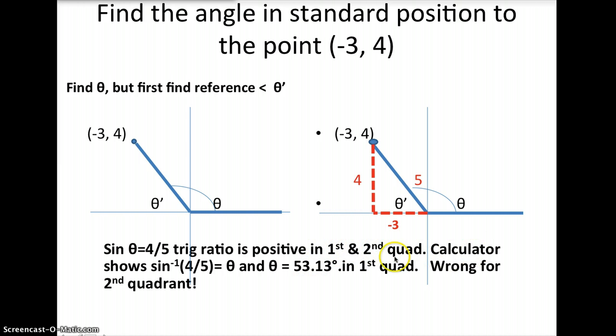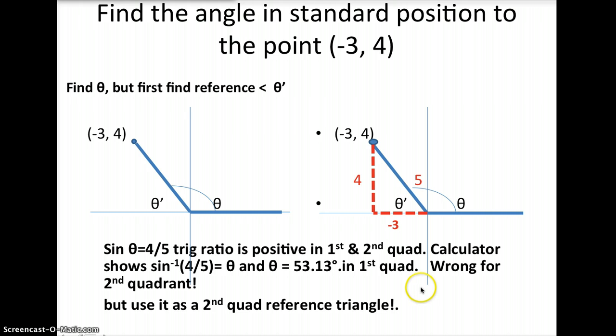Now, if I actually went to the calculator and looked it up, it would not give me this angle in the second quadrant. It would give me 53.13 degrees, which is in first quadrant. According to my drawing, that's wrong. It's in second quadrant. So that's where the reference angle comes in. Using the second quadrant reference angle, I would subtract 53.13 from 180. Now I borrowed that from the calculator, which was first quadrant. My drawing says that's wrong. Sine is positive in second quadrant.